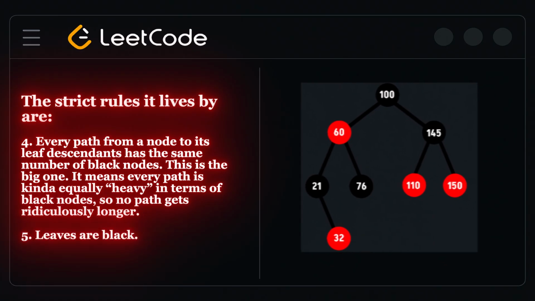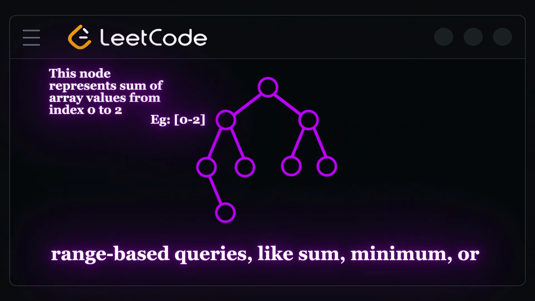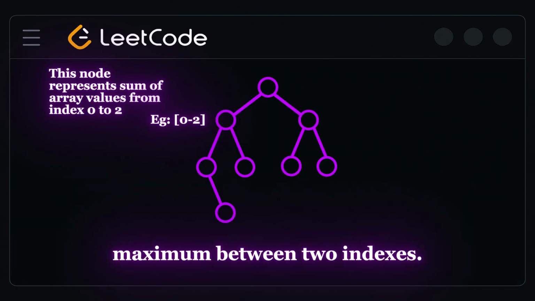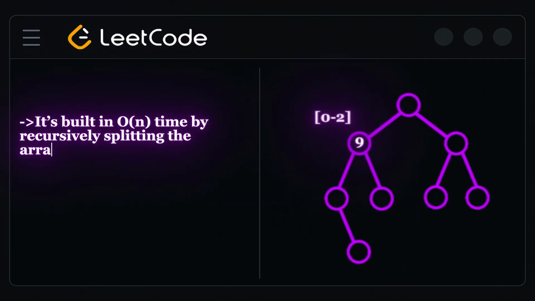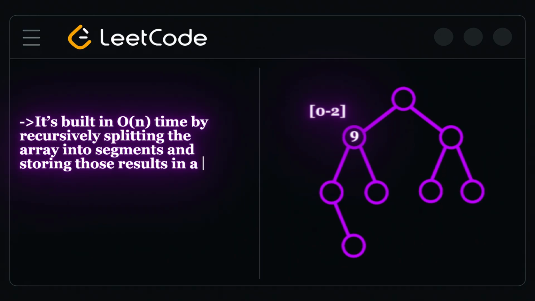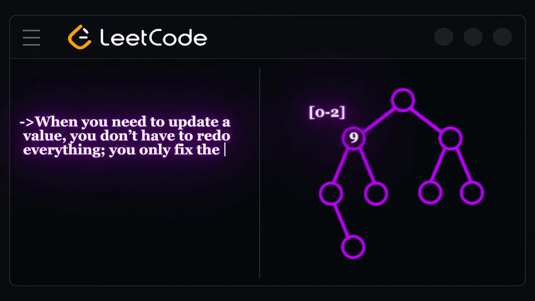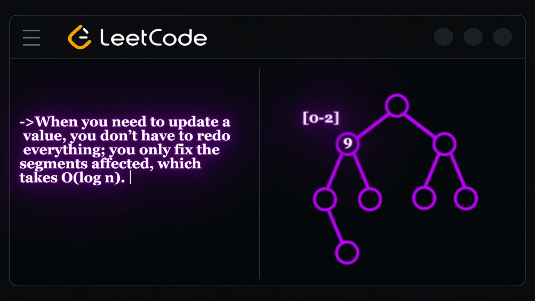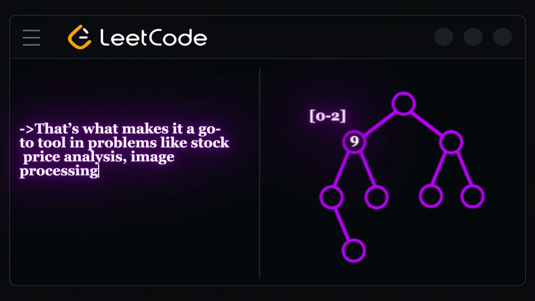5. Leaves are black. Segment tree. A segment tree is like pre-calculated range-based queries, like sum, minimum, or maximum between 2 indexes. It's built in O(n) time by recursively splitting the array into segments and storing those results in a tree. When you need to update a value, you don't have to redo everything. You only fix the segments affected, which takes O(log n). That's what makes it a go-to tool in problems like stock price analysis or image processing.